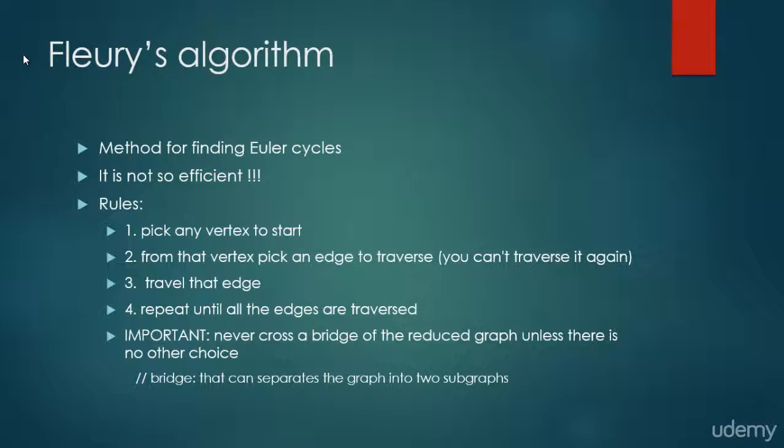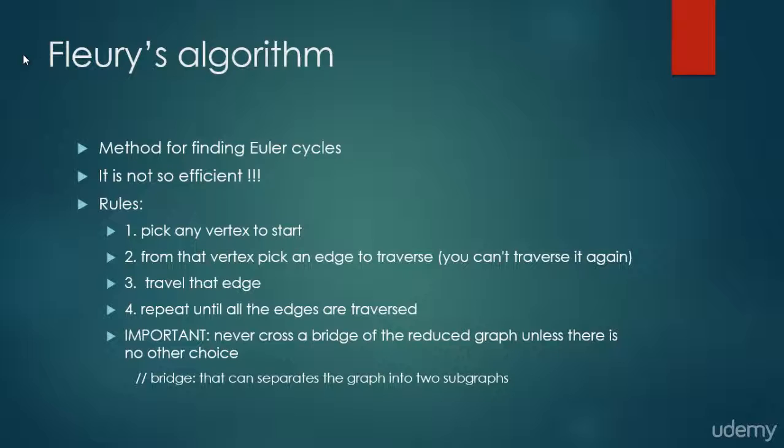So let me tell a few words about Fleury's algorithm. It is a method for finding Euler cycles, and it is not so efficient. And the rules are, you have to pick any vertex to start. From that vertex, pick an edge to traverse. You can't traverse it again, so we mark it as visited. Then we travel that edge. And then we repeat until all the edges are traversed.